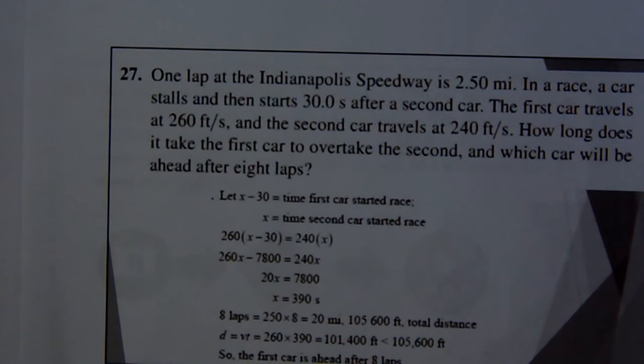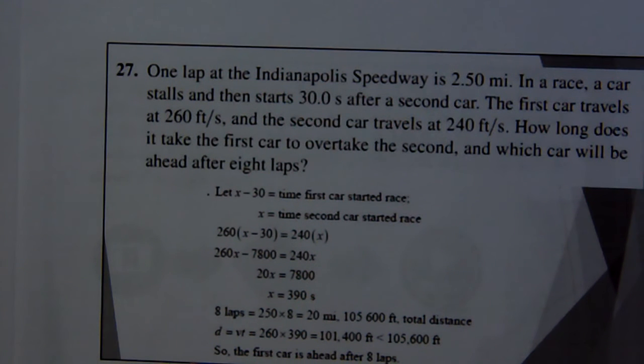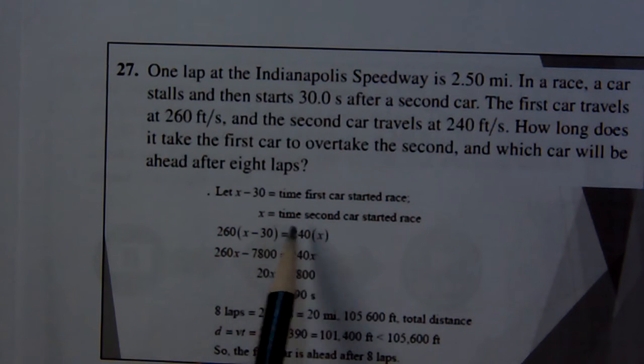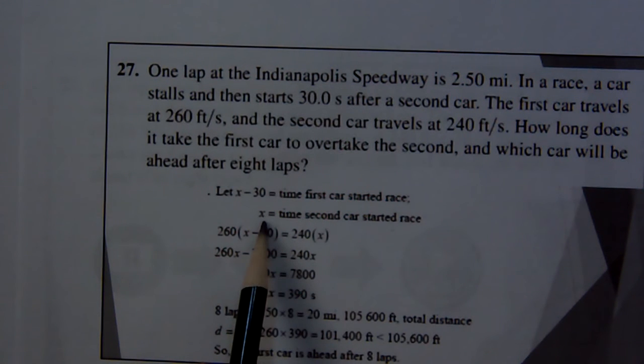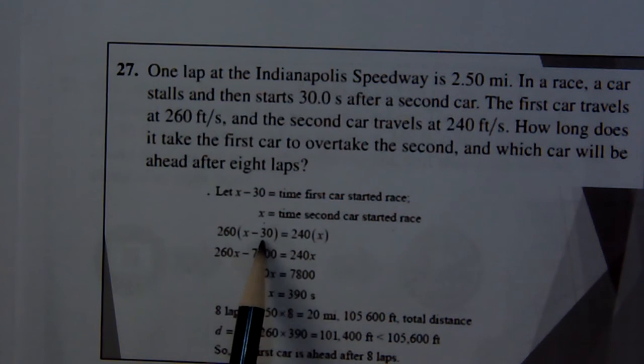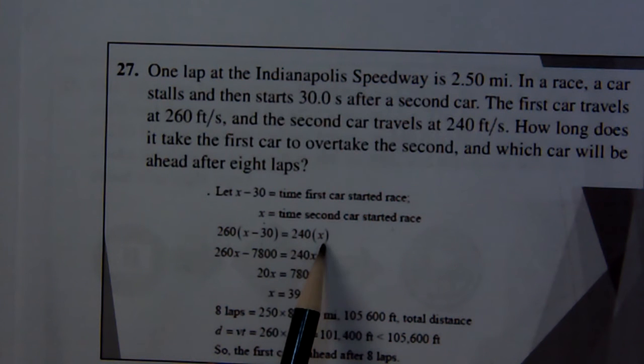So here we're going to let x minus 30, that is 30 seconds, be the time the first car started, and that means the second car started at x. Now they overtake each other whenever distance equals rate times time. So this is distance times time, distance times time. We solve that equation for x. We find that x is 390 seconds.